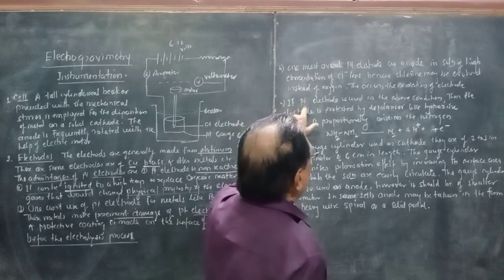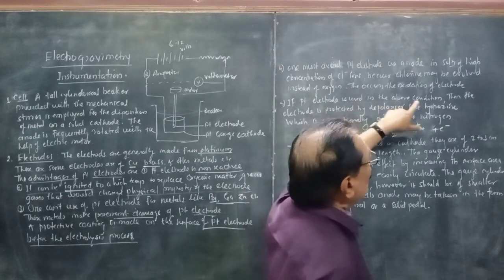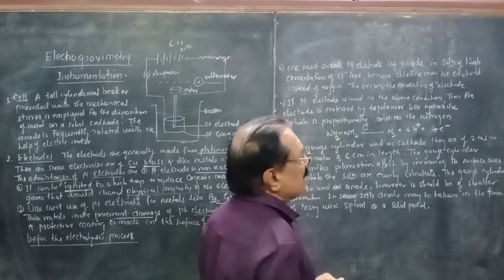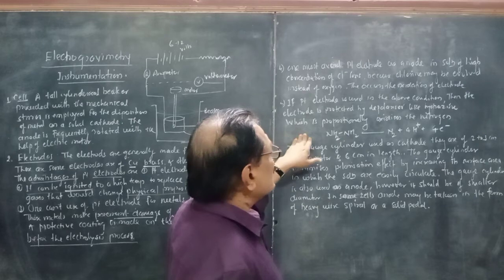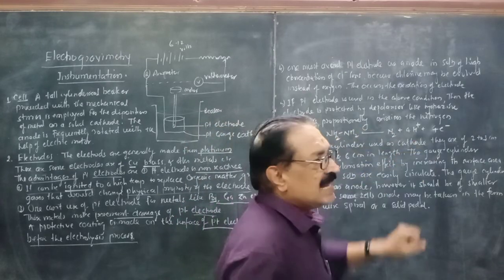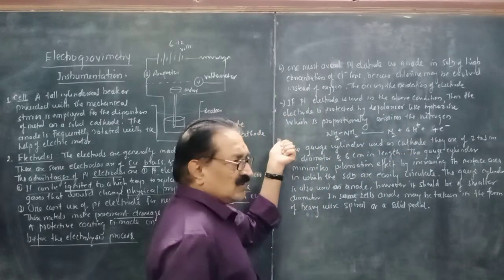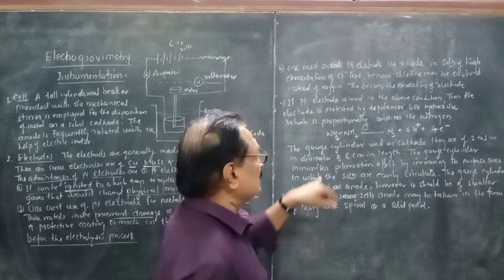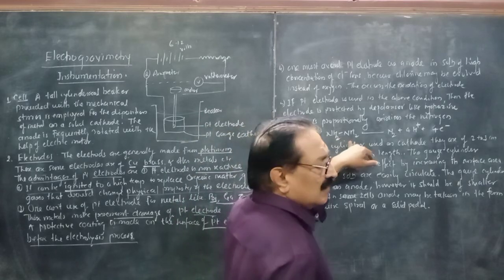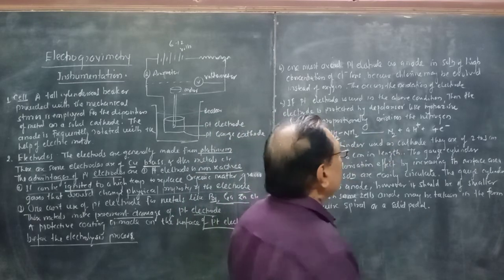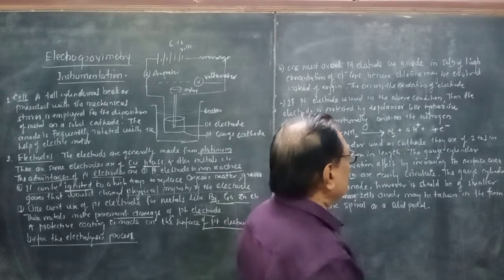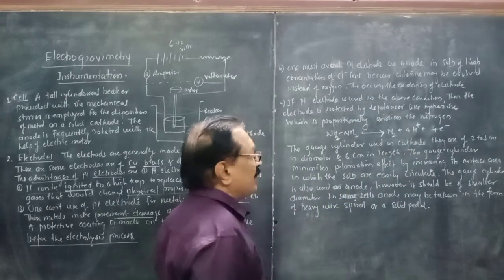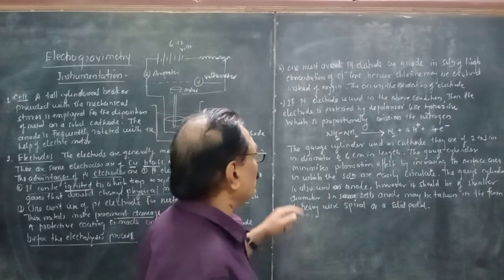Next, if the platinum electrode is used in the above condition, then the electrode is protected by a depolarizer like hydrogen, which preferentially oxidizes the nitrogen. Here, if hydrogen is used as a protective depolarizer, the hydrogen decomposes, nitrogen gas is liberated at the two ends, and electrons are liberated. That is, the oxidation of the nitrogen takes place.